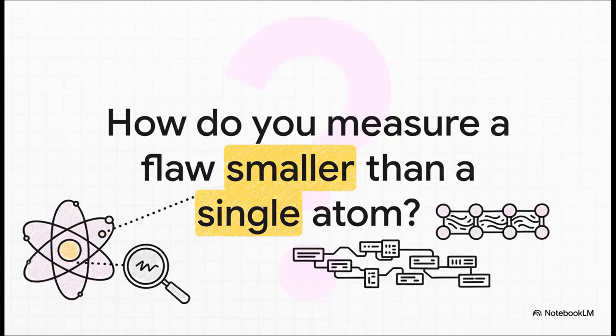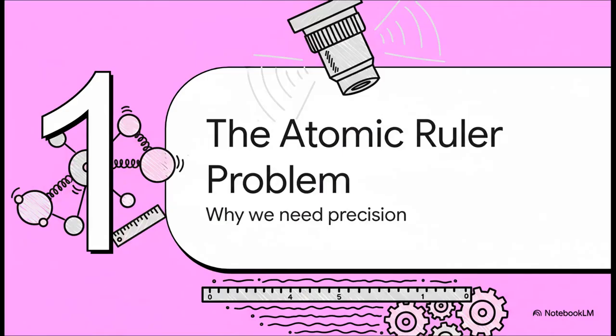So, let's just start with a question that sounds like it's straight out of science fiction, right? How in the world do you measure an imperfection that's smaller than a single atom? I mean, it sounds completely impossible. But it turns out, not only can we do it, it's actually crucial for the future of, well, pretty much all our technology. And that really gets us to the heart of what you could call the atomic ruler problem.